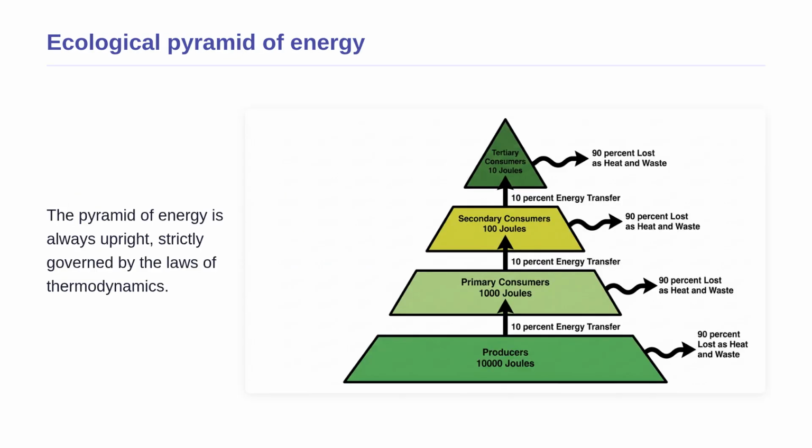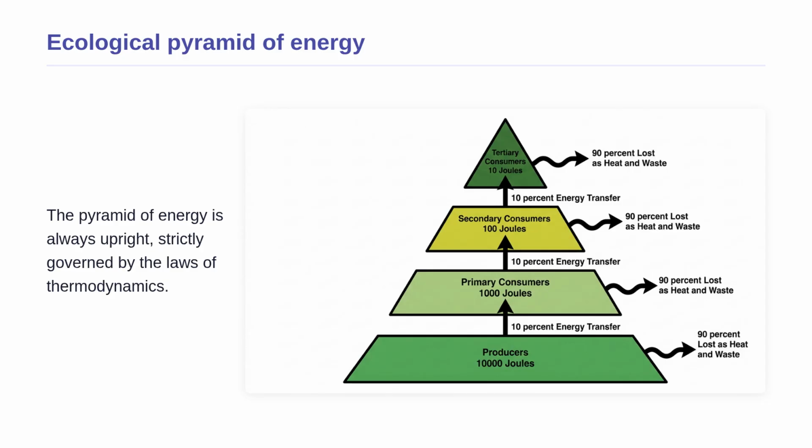Now that we have calculated the energy loss step by step, let us look at how this is visually represented. You are looking at an ecological pyramid of energy. Notice how the base is the widest, representing the 10,000 joules from the producers, the grass. As we move up to the grasshoppers, frogs, and finally the snakes at the top, each tier shrinks dramatically.